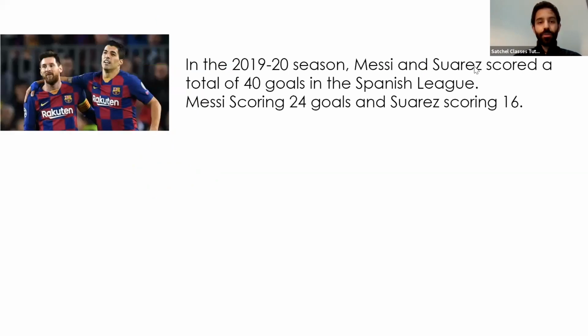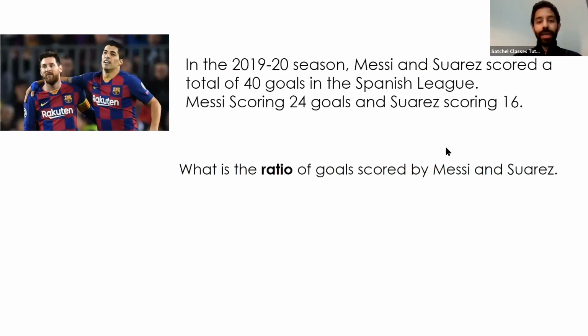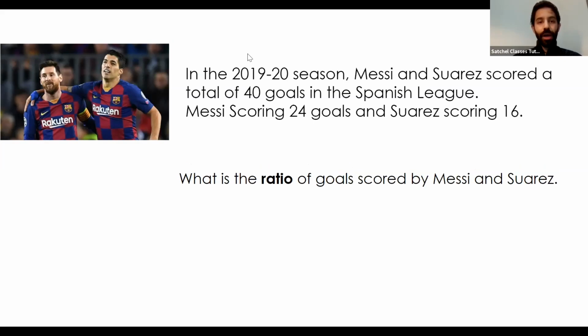So it says here, in the 2019 and 20 season, Messi and Suarez scored a total of 40 goals in the Spanish league, Messi scoring 24 and Suarez scoring 16. What is the ratio of goals scored by Messi and Suarez? Again, we can use the information given in the question. We know Messi scored 24 goals and Suarez scored 16. So we start with Messi first. That's going to be a ratio of 24 to 16.